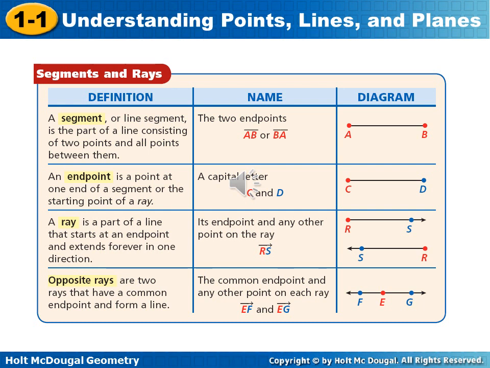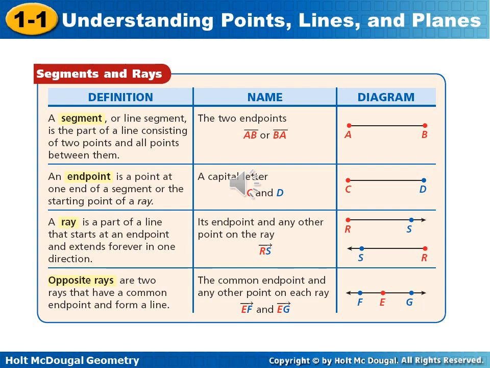An endpoint is the point at one end of a segment or the starting point of a ray. In order to describe an endpoint, we use a capital letter just like any other point, but in this case we're talking about the end of a line. So if you look at your line segment, either capital C or capital D could be your endpoint of that segment.